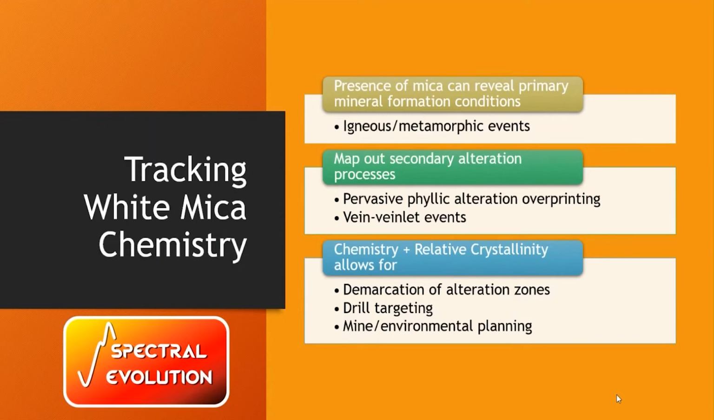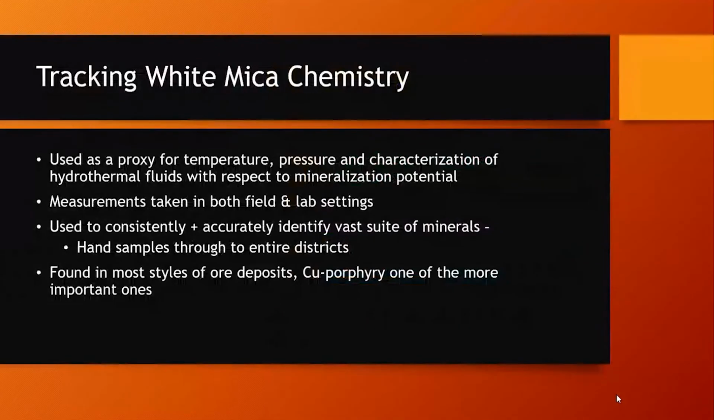The chemistry of these micas, as well as relative crystallinity, allows for the demarcation of these alteration zones that are used in exploration, drill targeting, and even environmental planning. Tracking white mica chemistry is used as a proxy for temperature, pressure, and characterization of hydrothermal fluids with respect to that mineralization potential. These measurements are, again, taken in either field or lab settings.